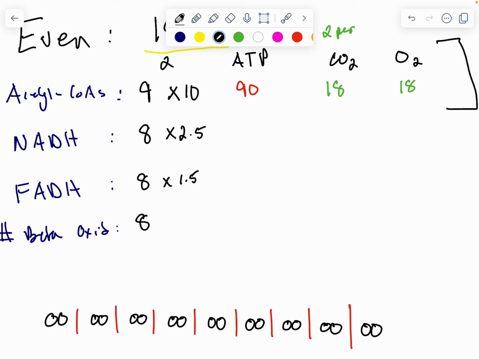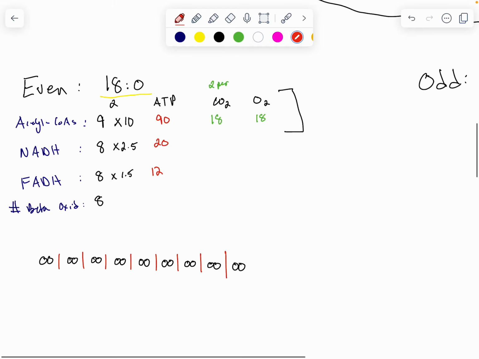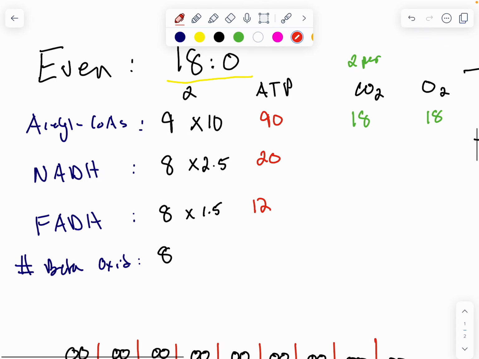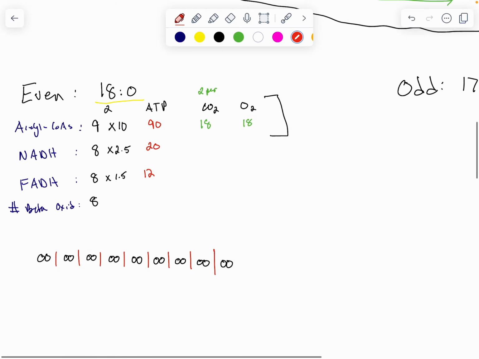So if I just do quick math, we are going to be getting 20 ATPs here per NADH, and we are also getting 12 ATPs here per FADH. Or for all the FADHs we have created, 18 times 1.5 gives us a total of 12 ATP. For 8 NADHs, it gives us a total of 20 ATP.